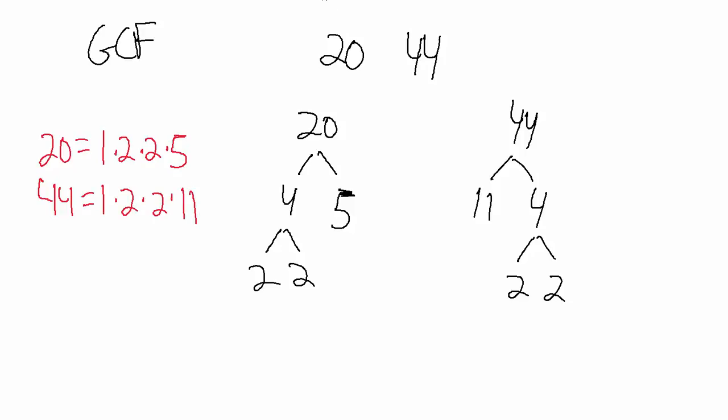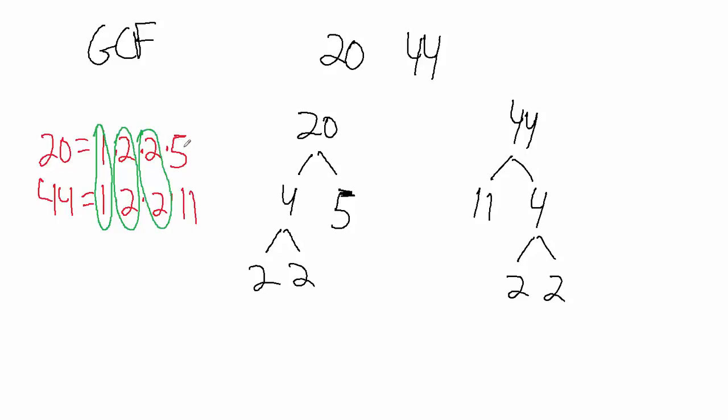Now here's how we find the greatest common factor. So now that we've put both these numbers into factor trees and split them up into their prime factors, what we're going to do is look and say, okay, 20 and 44, which factors do they have in common? Well, here's a factor of 1 they have in common. Here's a factor of 2 they have in common. Here's another factor of 2 they have in common.